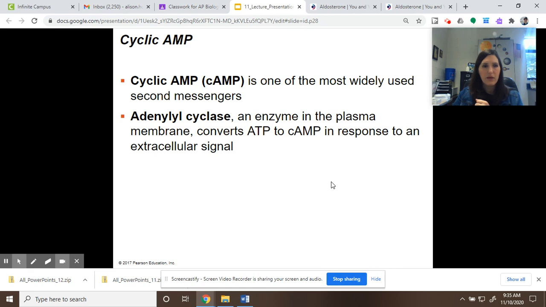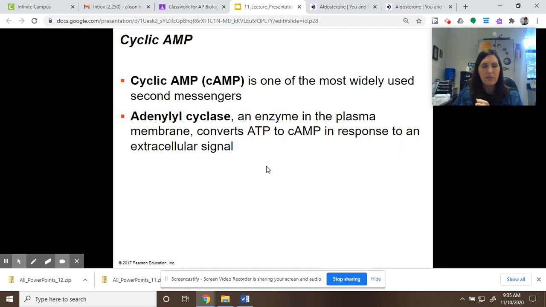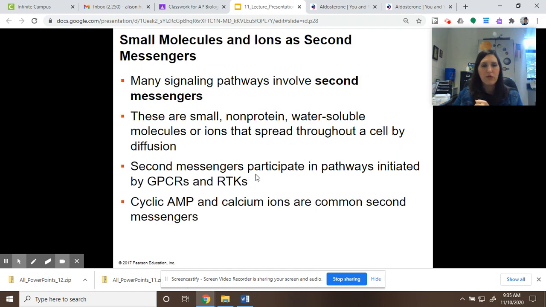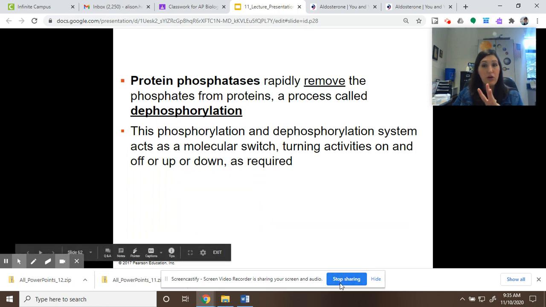Okay, seeing how much further I have. Okay, I'm going to stop here because I have to go cover for another class. So we're going to stop here at dephosphorylation, and I'm going to make my third video probably right after school today.